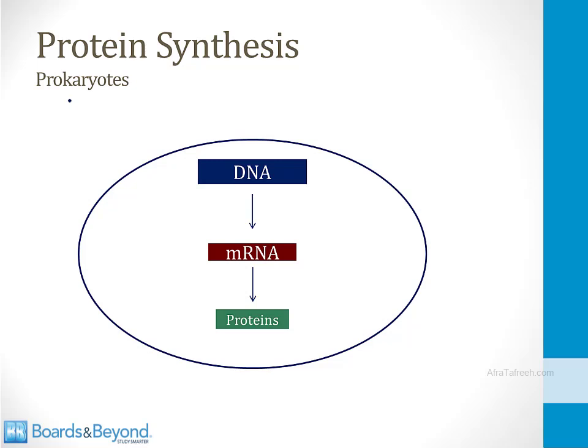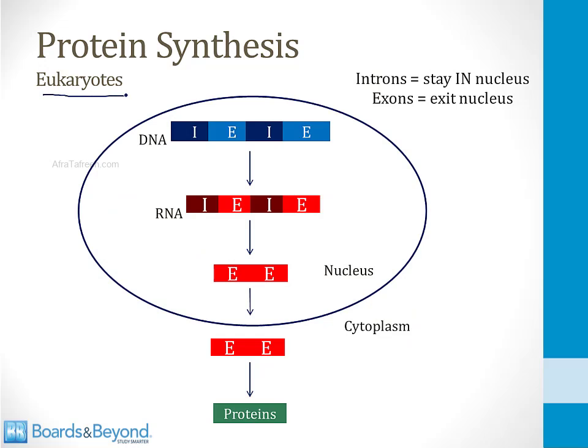So in bacteria or prokaryotes, the process of protein synthesis is relatively simple and straightforward. One of the reasons for this is because there is no nucleus, so DNA is free-floating in the cytoplasm. It is transcribed into mRNA, and then the mRNA is translated into proteins. In eukaryotic cells, the process of protein synthesis is more complicated.